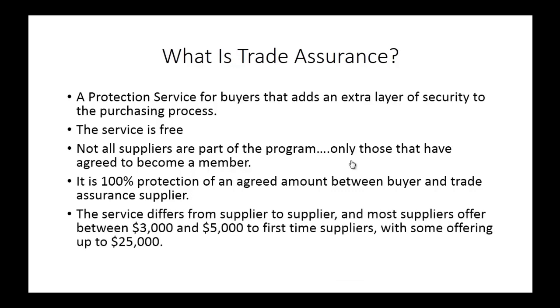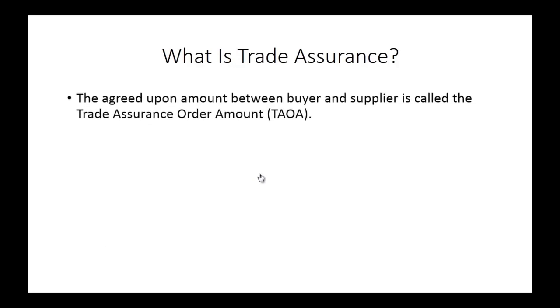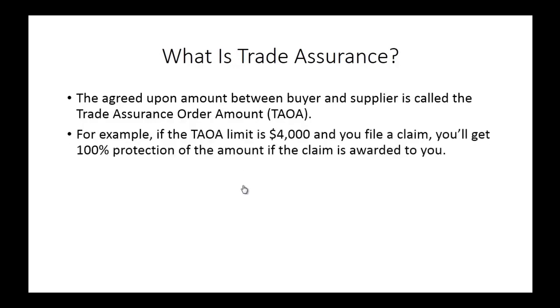Now, the service differs from supplier to supplier, but most suppliers offer between $3,000 and $5,000 for those who are working with them for the first time, and some even offer up to $25,000. Now, the agreed upon amount between the buyer and supplier is called the Trade Assurance Order Amount, or TAOA, and that's what we'll refer to it throughout the rest of this video. For example, if your TAOA limit is $4,000 and you file a claim, you'll get 100% protection of that amount, $4,000, if indeed the claim that you place is awarded to you.